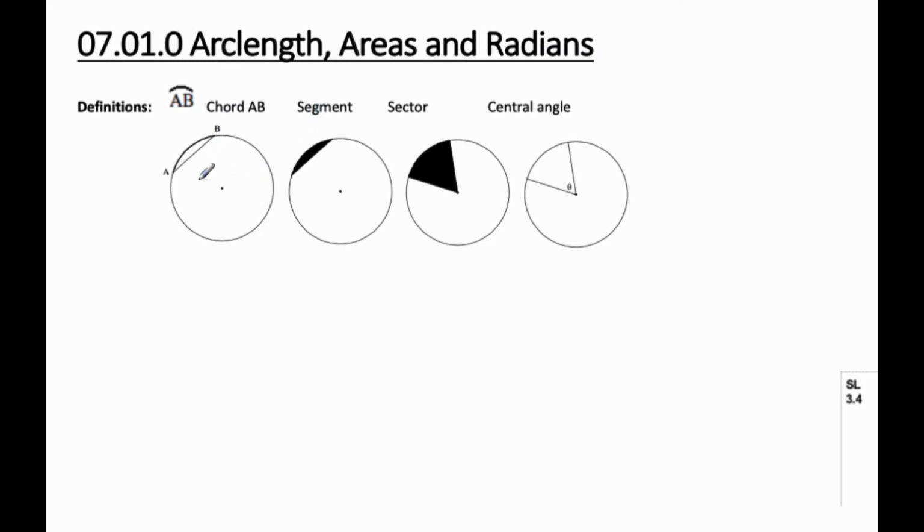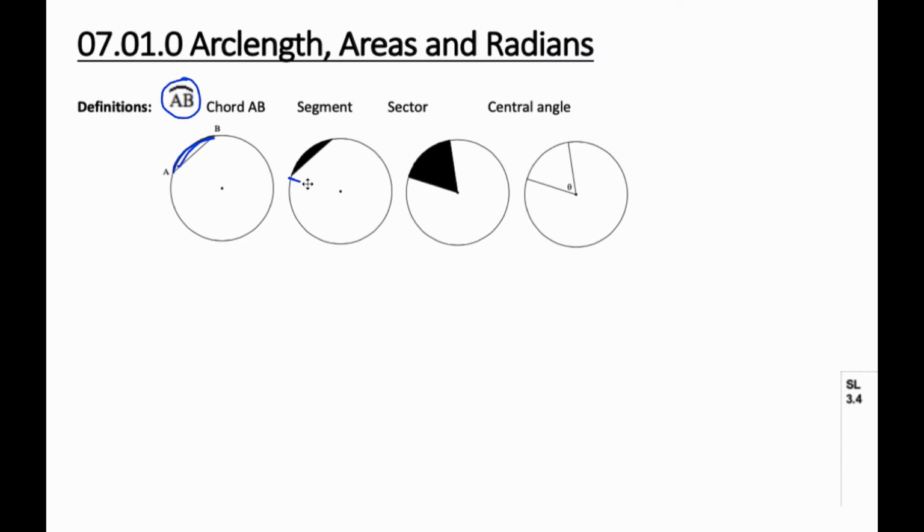When we have a circle, a line that connects an edge of the circle to another point on the circle is called a chord. The special chord you know is a diameter. But this is chord AB. When it goes around, this is arc AB, and here's the notation for arc AB.